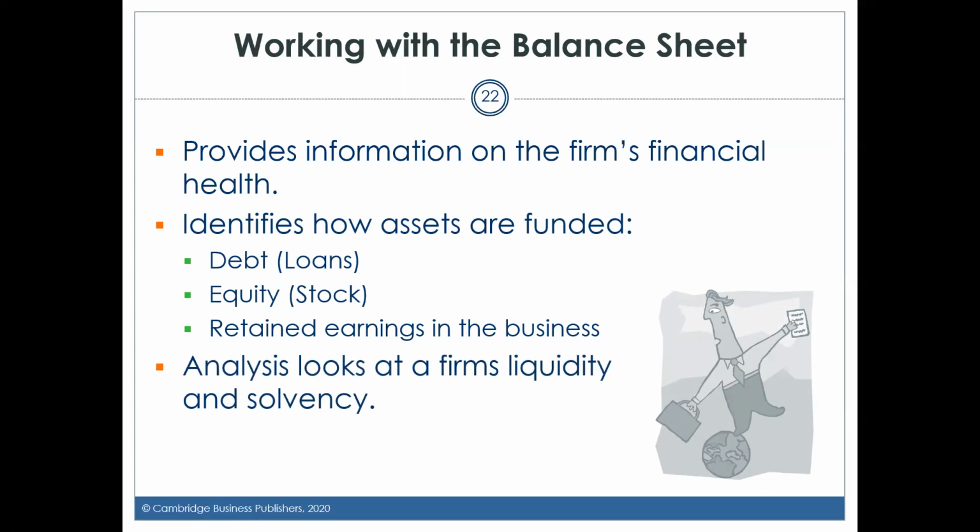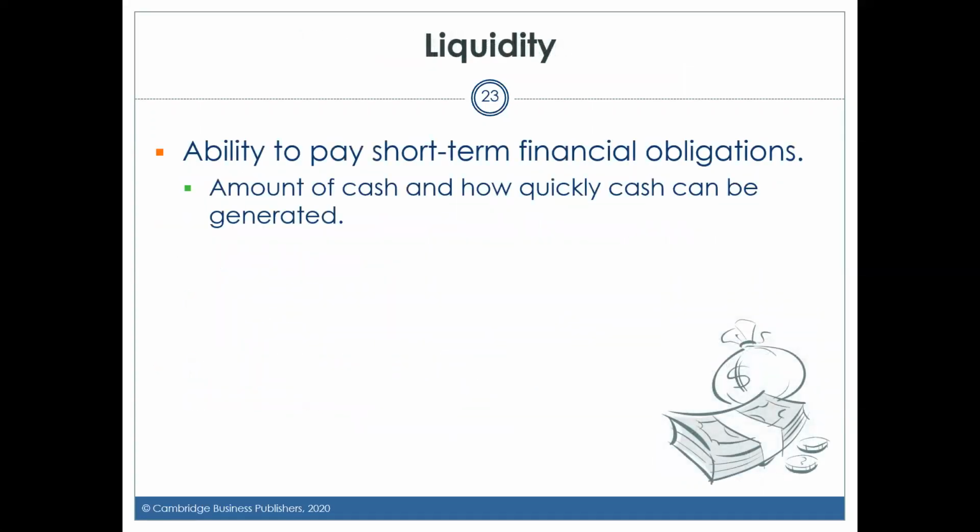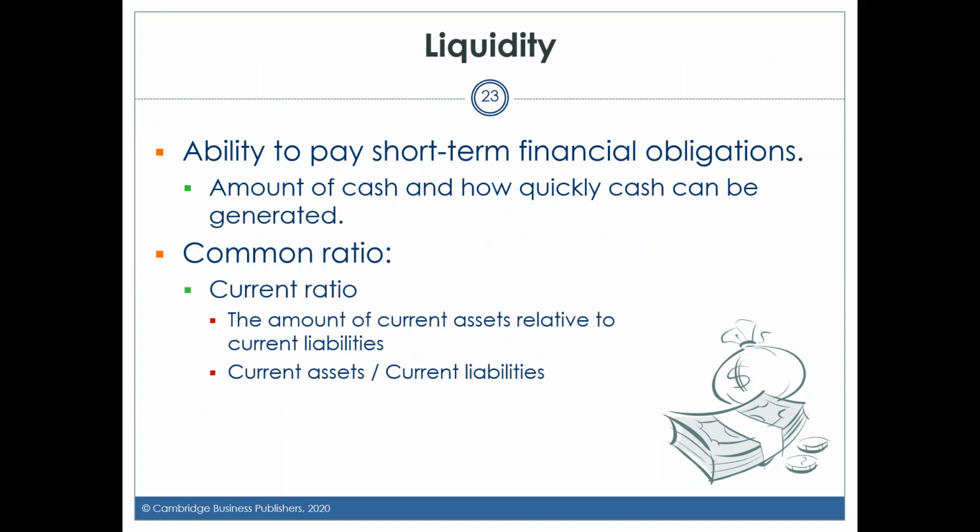So as an investor, if you're looking at a given company and you're deciding on whether you want to invest in that company or not, you would want to assess the company's liquidity and solvency. So liquidity is the company's ability to pay their short-term financial obligations. In other words, how much cash do they have and how quickly can they raise cash? And so a common ratio that you can use to assess the company's liquidity is the current ratio. You just take current assets and divide it by current liabilities.